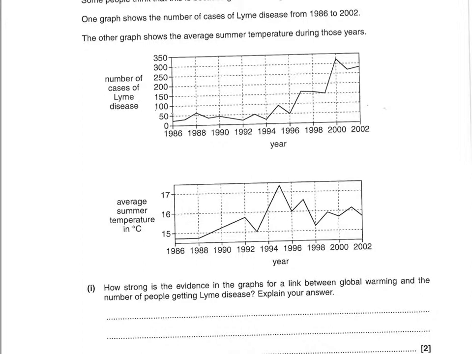Or you could say that there is a link. So you could say that they're both rising, and they both have the lowest values in 1986. So overall they're both rising, and they're both at their lowest values in 1986. Or you could say there is a weak link. The explanation there is that both graphs go up, for 1 mark, but they don't peak at the same time, for the 2nd mark.